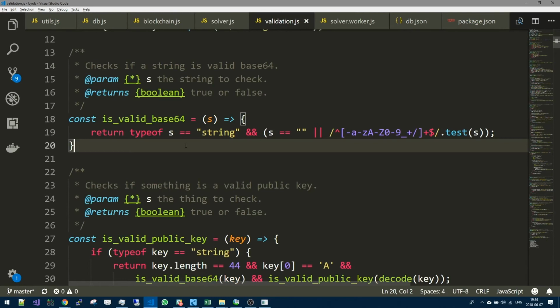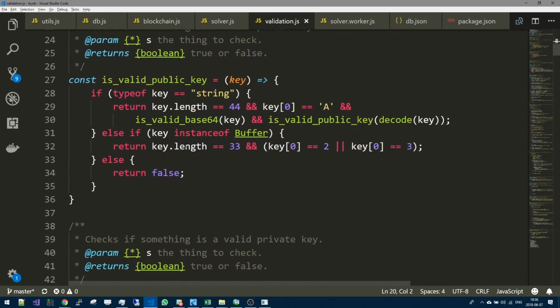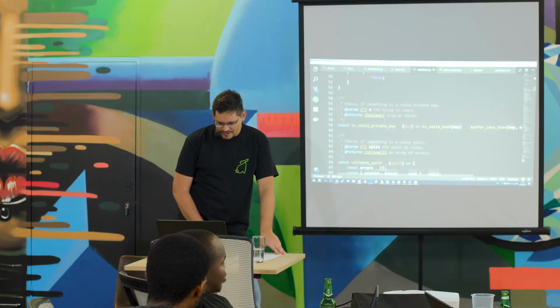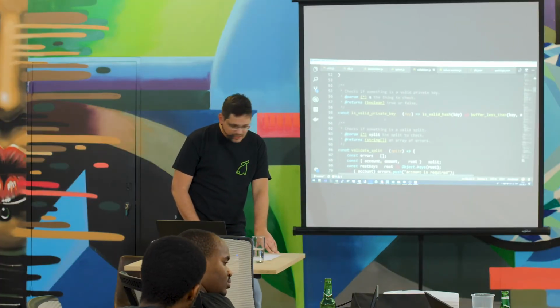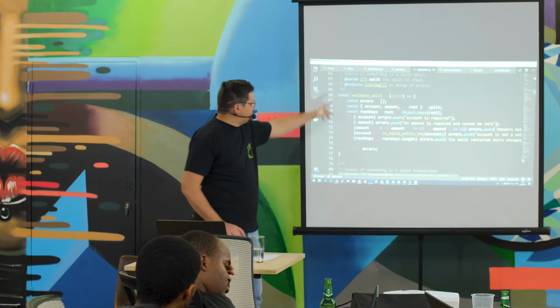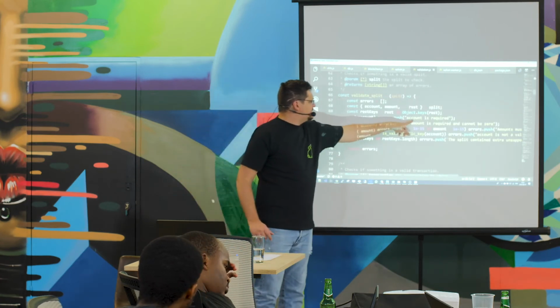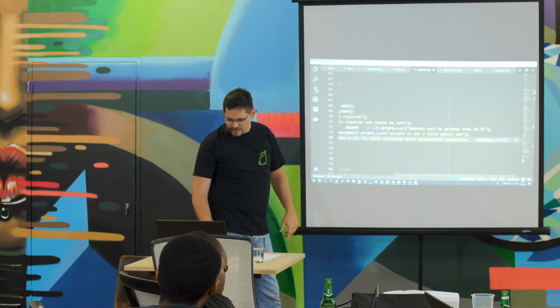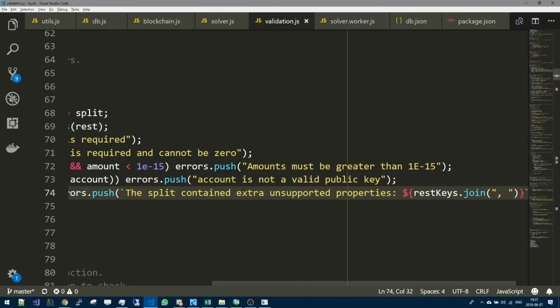It checks if things are valid base 64. It checks if things are valid public keys. It checks if the hashes are valid hashes, which is, the hash is random, so it just checks that it's a SHA-256 hash. It checks if something is a valid private key. It checks that splits are valid. For example, you can see here an account is required, an amount is required. Things like the amount must be greater than 1e minus 15. The account must be a valid public key. The split contained extra unsupported properties.